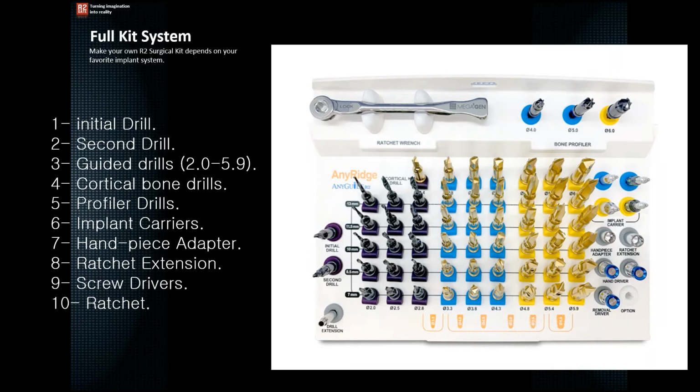And a full kit is what we have in front of us right now, and these are the components of the full surgical kit. The initial drill, second drill, guided drills, cortical bone drills, profiler drills, implant carriers, handpiece adapter, ratchet extender, screwdrivers, and a ratchet.